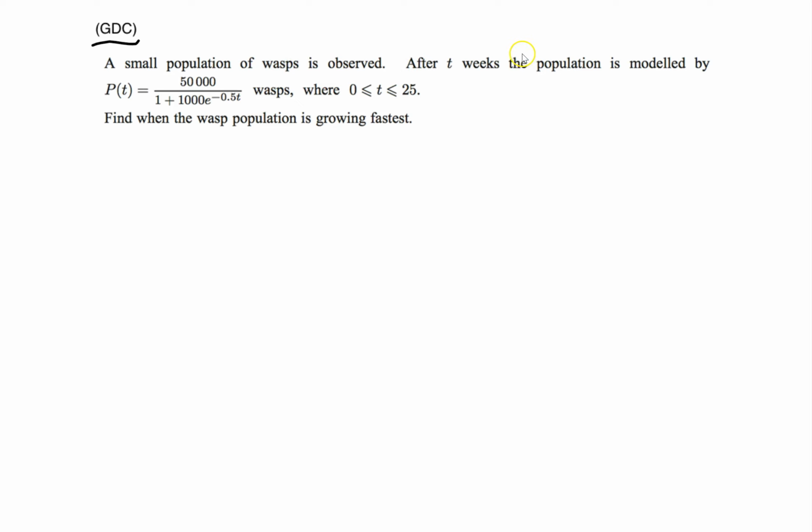That's not the prettiest thing in the world. After t weeks, the population is modeled by this. So this is a population of those wasps, where 0 is less than t is less than 25. Again, another one where it gave you endpoints, and this time they're both in there. So these might be the answers. When is the wasp population growing the fastest?